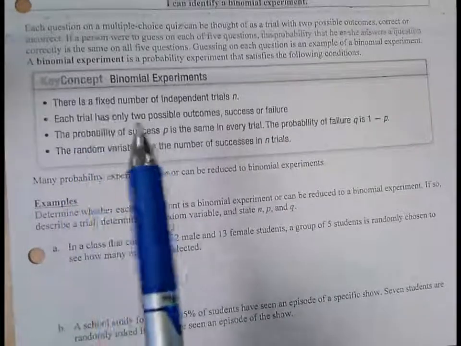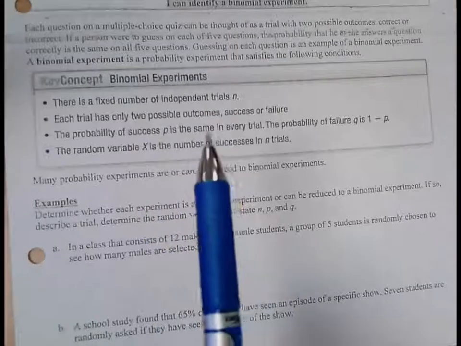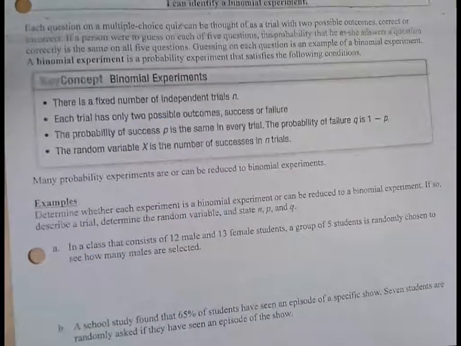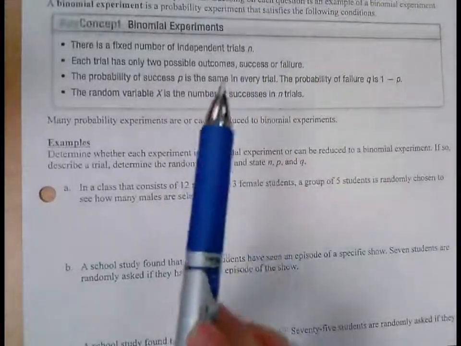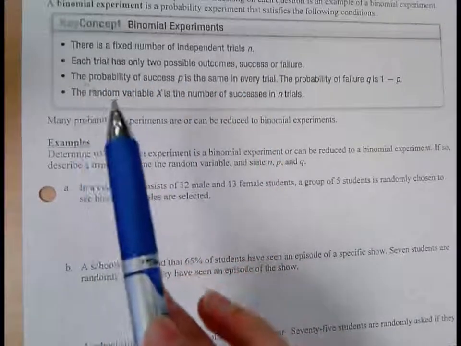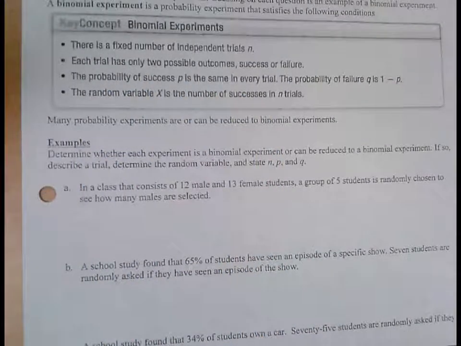So a binomial experiment is a probability experiment that satisfies these conditions. These are the conditions we are going to be referring to as we answer the questions today. It's purely identifying, is this a situation that could be a binomial experiment? And if it is, you're identifying certain information. If it isn't, you're explaining why not.